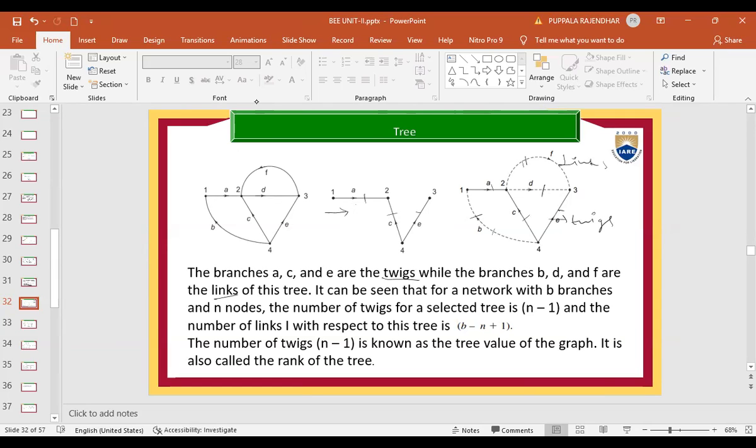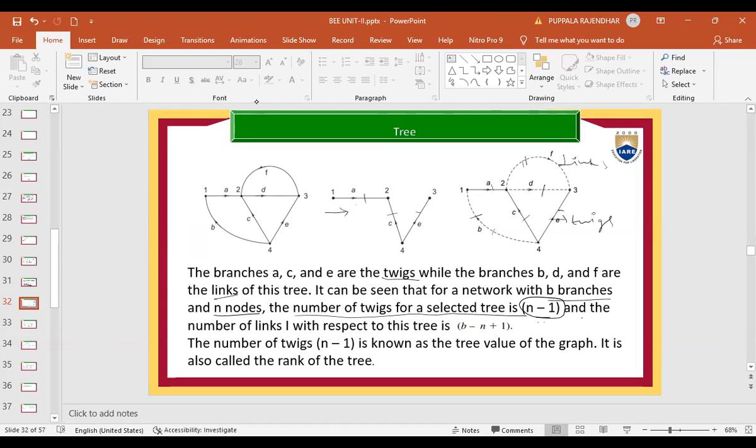It can be seen that for a network with b branches and n nodes, the number of twigs for a selected tree is n minus 1. In the previous circuit there were 4 nodes, and all trees had only 3 branches, that is 3 twigs. So n minus 1 twigs. Then how many links should there be?